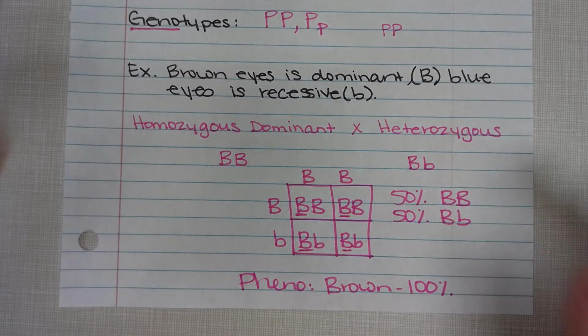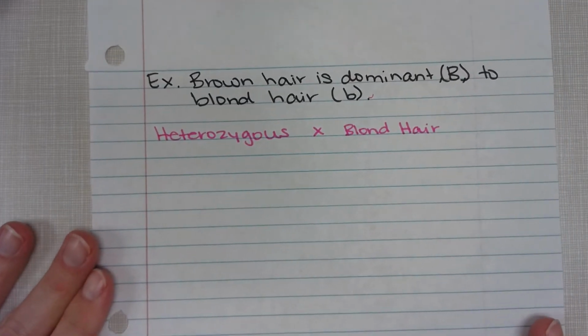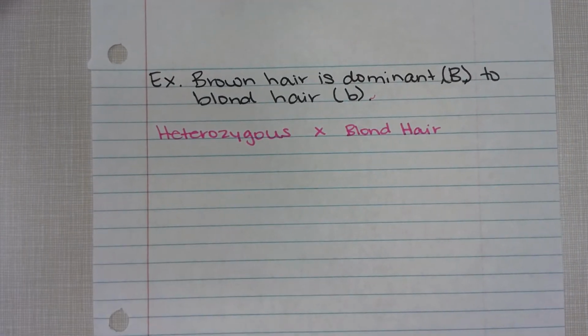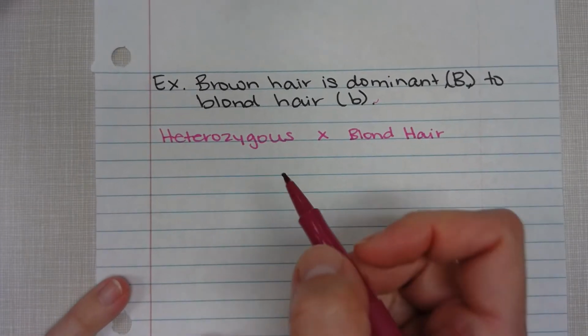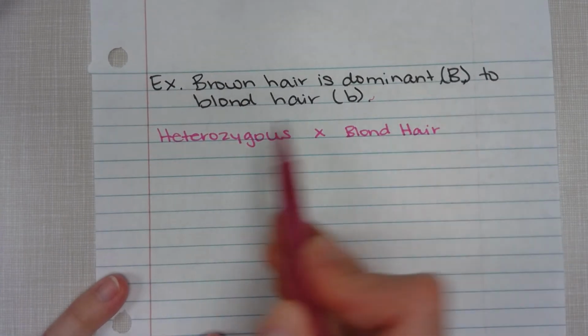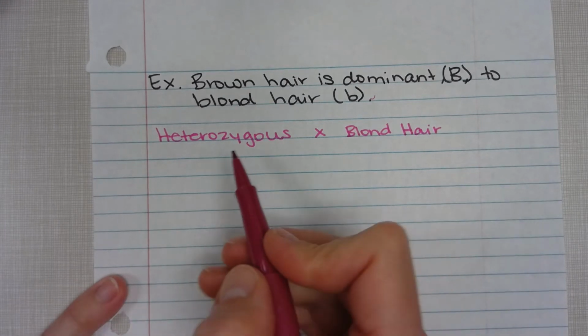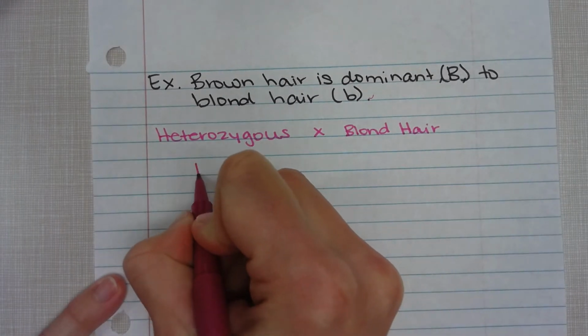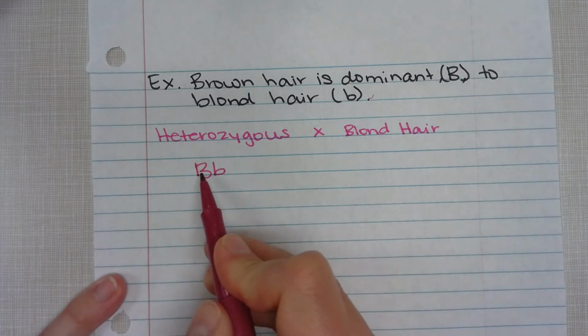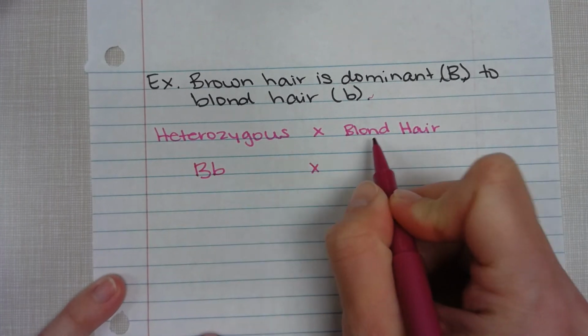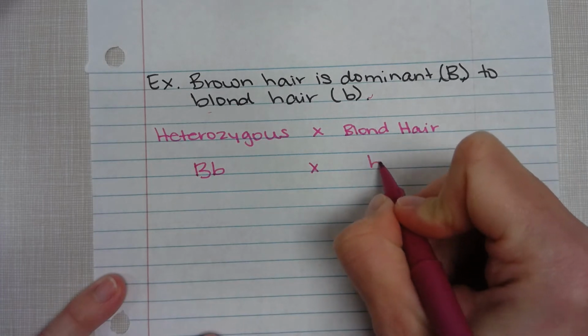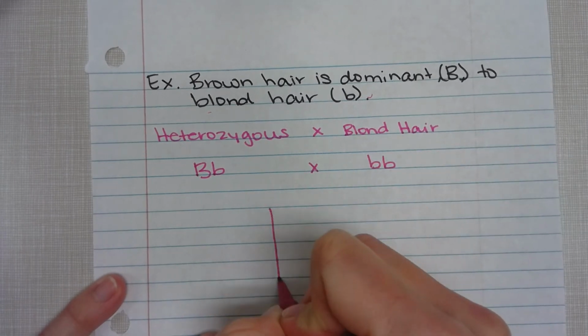All right, let's do one last example. Let me switch papers here. One last example. So now we're moving from eye color to hair color, brown versus blonde. Here I have brown hair is dominant, capital B, to blonde hair, lowercase b, which is recessive. So if I have a heterozygous individual, big B, little b, crossed with blonde. Blonde, the only way to get blonde is little b, because it is a recessive trait.